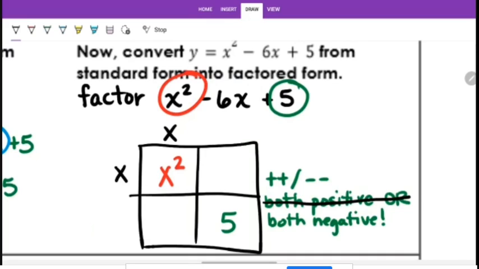All right, so now let's think about the numerical possibilities. The numbers that multiply together to give us 5 are 1 times 5. There's no other choice. There's no other number that you could use. So this makes our job really easy.